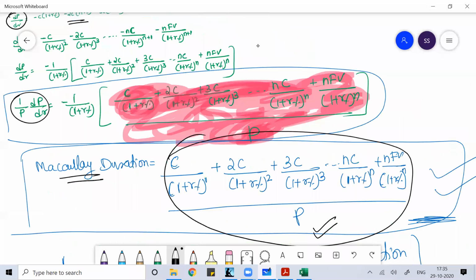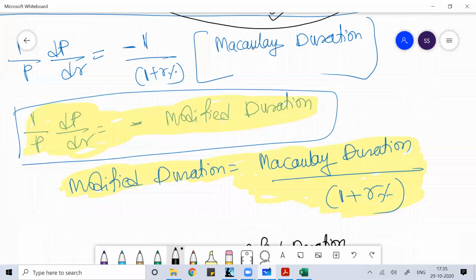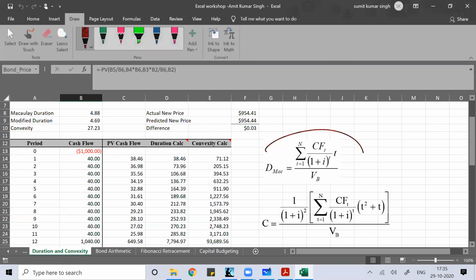Once we are done with the differentiation, we divided the denominator of both LHS and RHS by P. All this together we call the Macaulay duration. And Macaulay duration divided by 1 plus R% we call the modified duration. Okay, fine. You can see this is the same formula for the duration that I discussed.